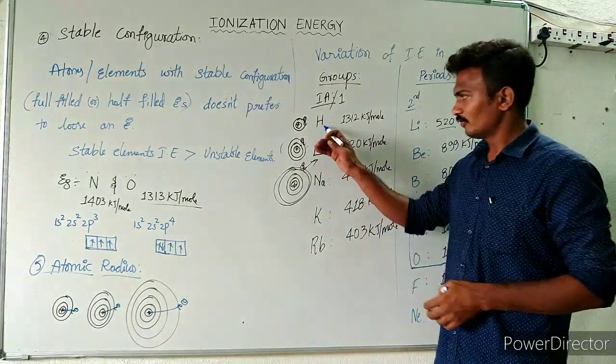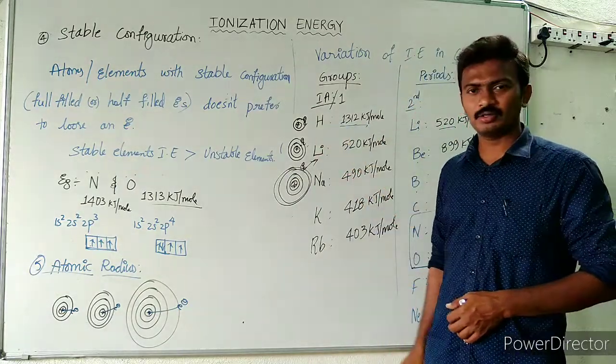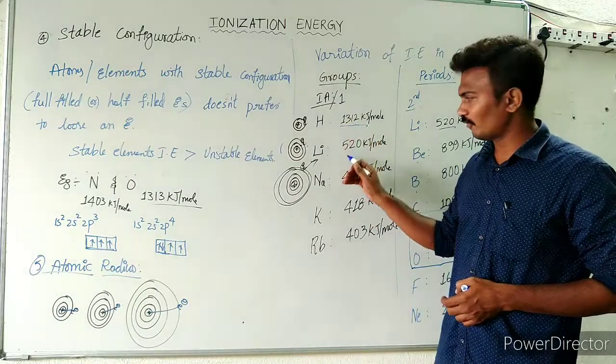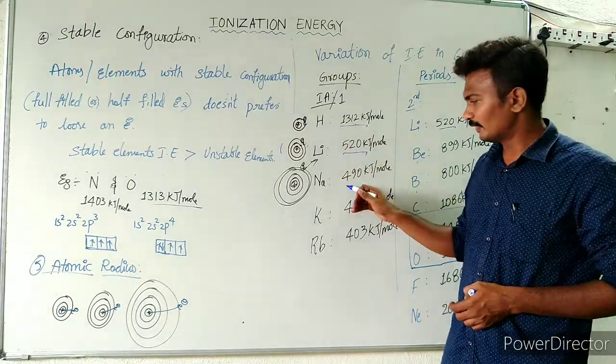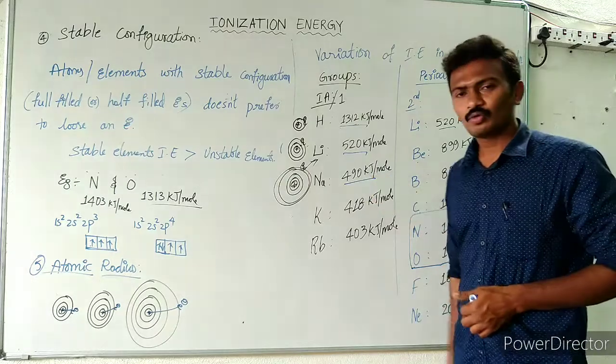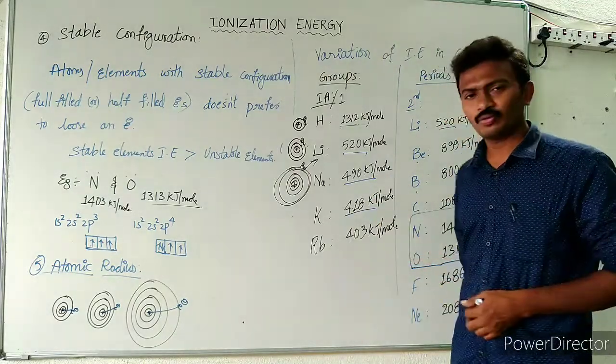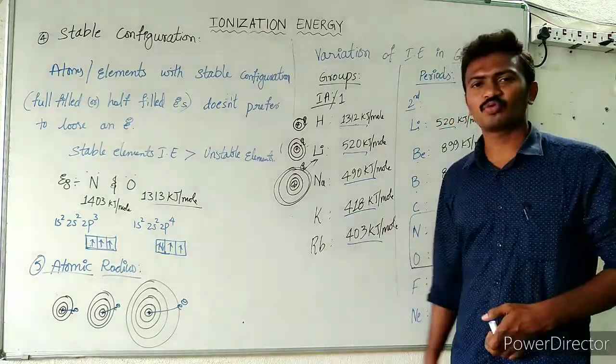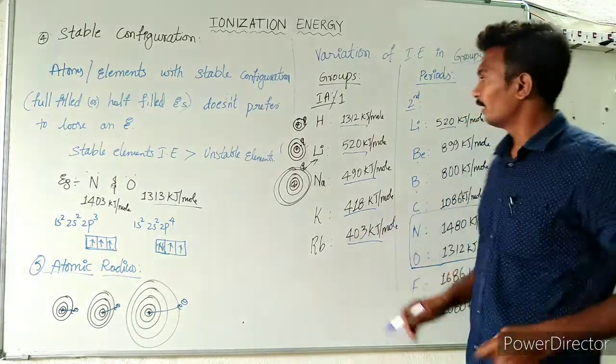That is the conclusion. So take the values for hydrogen, it is 1312 kilojoules. For lithium, it is 520 only. For sodium, it is 490. For potassium, it is 418. And for rubidium, it is 403 kilojoules per mole.